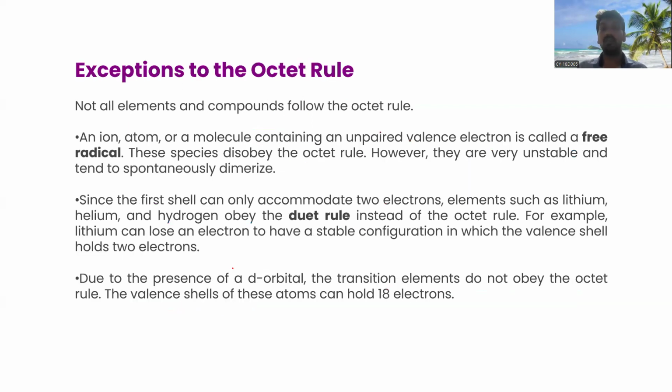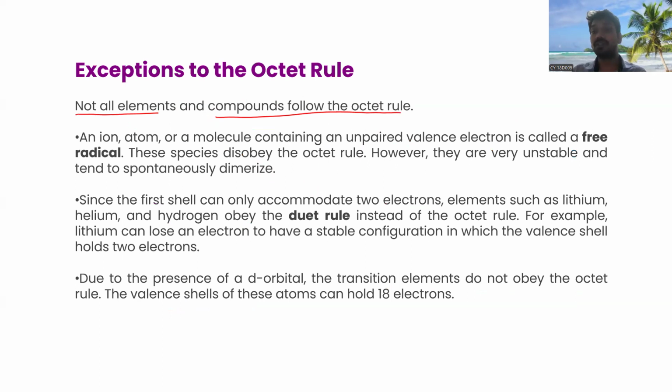Okay. Now, what are the exceptions? Not all the elements and compounds follow the octet rule. They have some exceptions. As I already discussed about hydrogen, helium, lithium, there are some other portions also we are going to discuss, like free radicals. Any atom, ion, or molecule containing an unpaired valence electron is called a free radical. Radicals, where atoms, ions, or molecules contain an unpaired electron, which leads to the formation of a radical.